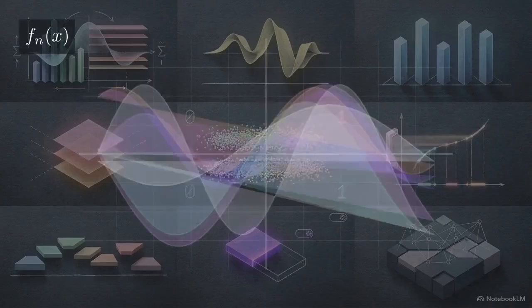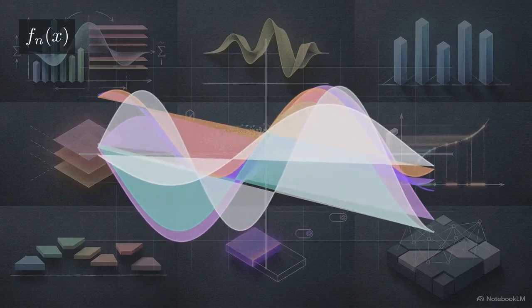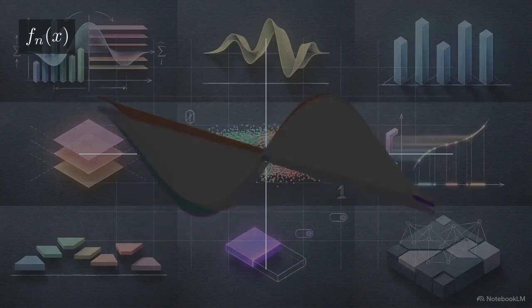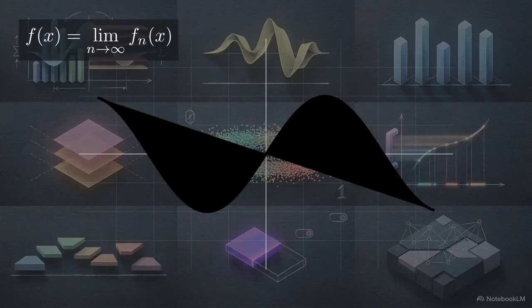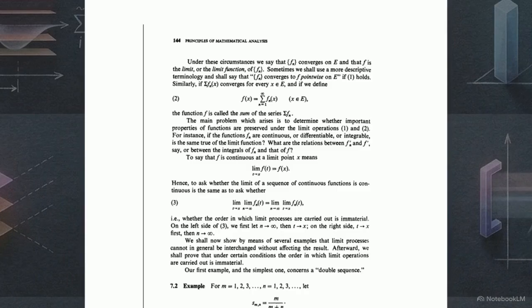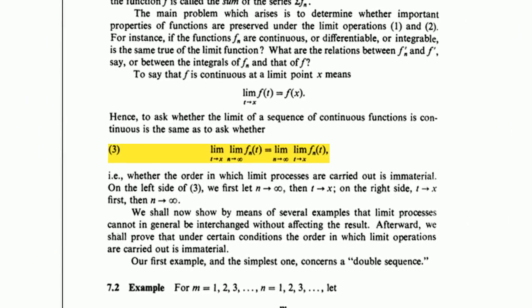This dependency creates problems when dealing with sequences of functions, a series of curves that gradually converge into a final limit shape. In Chapter 7, Rudin highlights a technical crisis regarding these sequences. Equation 3 shows the expected behavior. The limit of a sequence of integrals should equal the integral of the limit function. In a complete system, we should be able to interchange these operations.